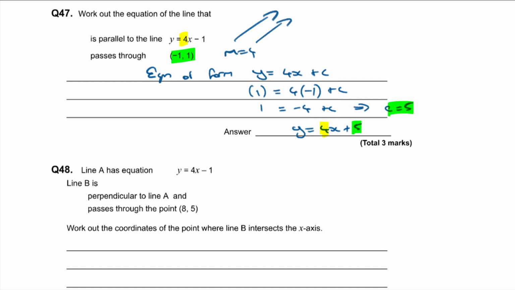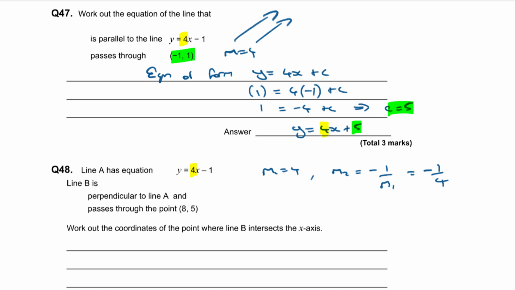Okay. Question 48, line A has the equation y equals 4x minus 1. Line B is perpendicular to line A and passes through the point (8, 5). Okay. So our original line has gradient of 4. So that's m1. m1 is equal to 4. Now what's m2, the gradient of our new line? m2 is going to be the negative reciprocal of m1. So it's going to be minus 1 over 4. Okay, that's the gradient of my new line.